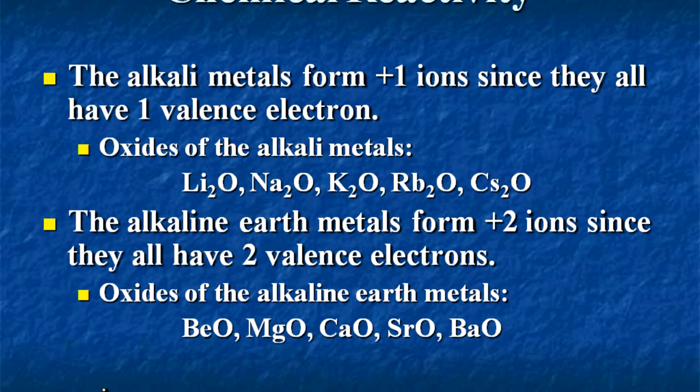The alkaline earth metals always form 2 plus ions. We know that. So when you write the formulas for oxides, it is 1 to 1, right? Because 2 plus and 2 minus are electrically balanced.